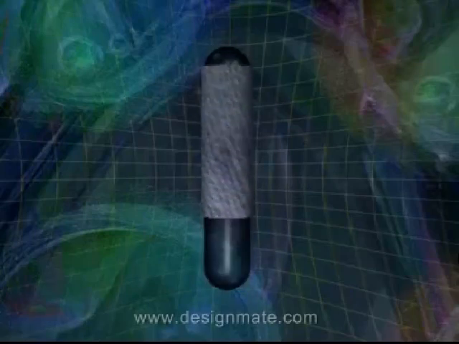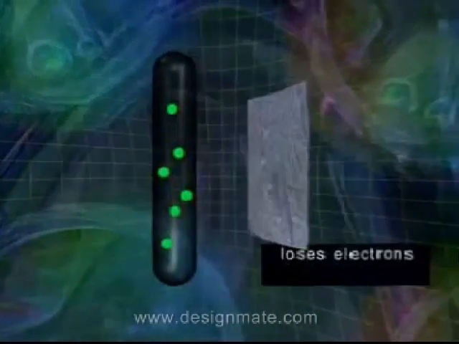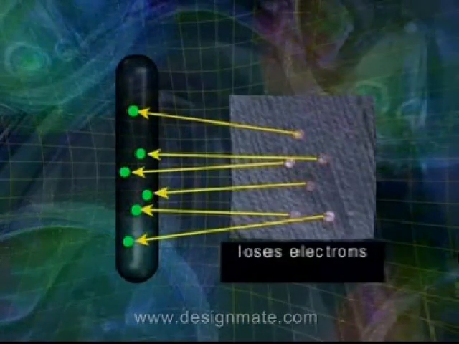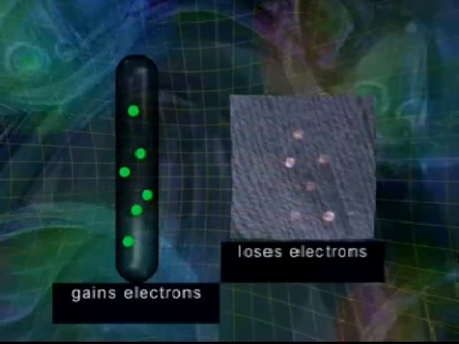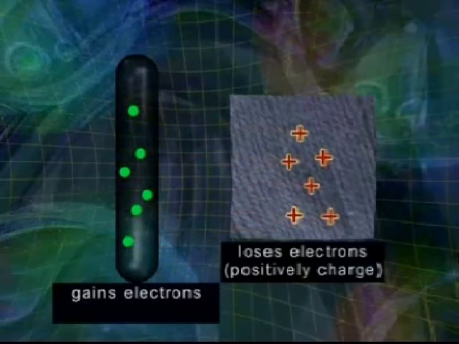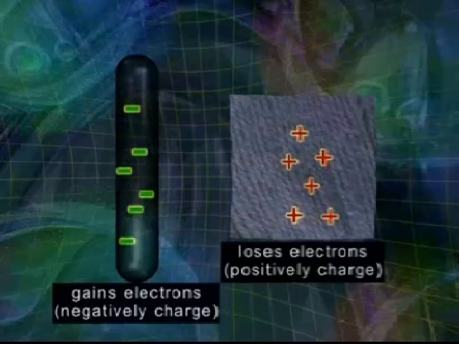2. When an ebonite rod is rubbed with a piece of wool, the piece of wool loses electrons and the ebonite rod gains electrons. So, the piece of wool becomes positively charged due to the loss of electrons, and the ebonite rod becomes negatively charged due to the gain of electrons.